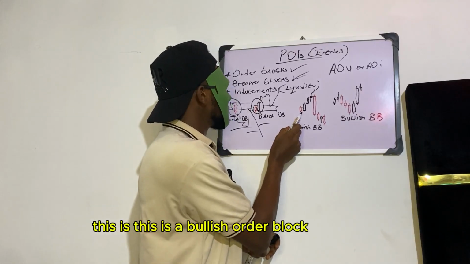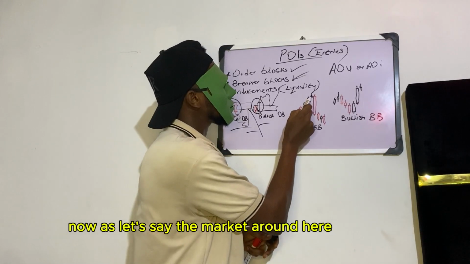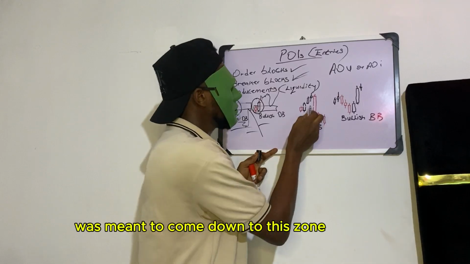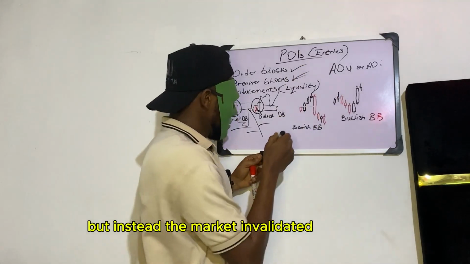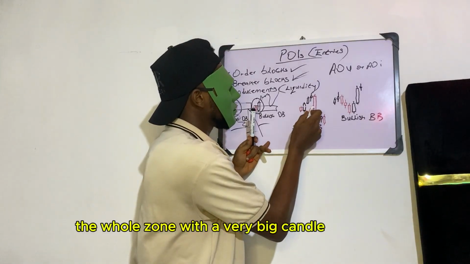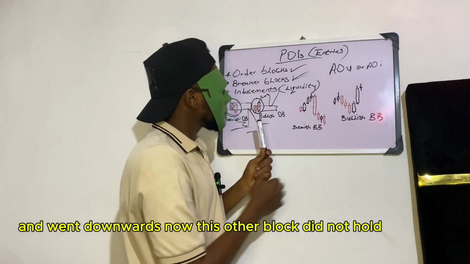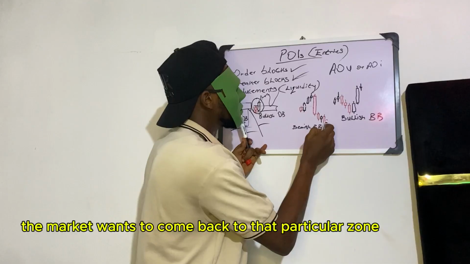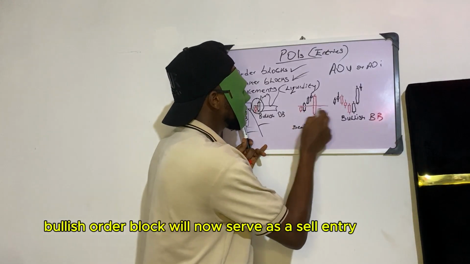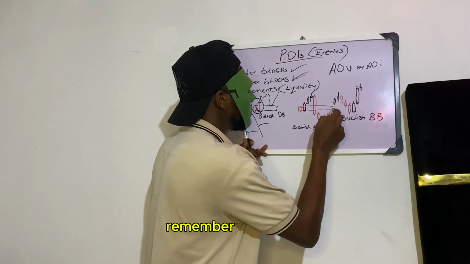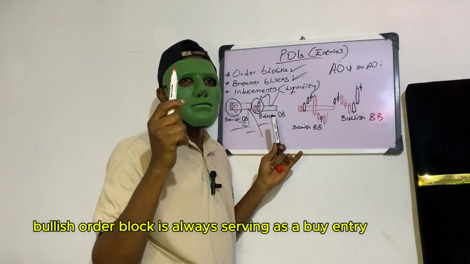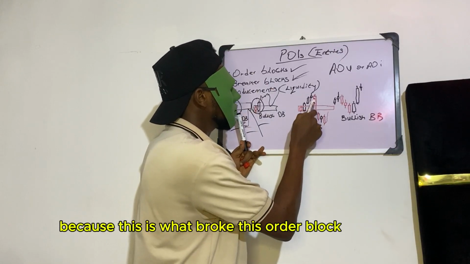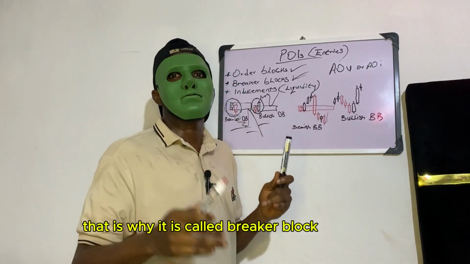This is a bullish order block. Let's say we made the market around here. The market was meant to come down to this zone, take the zone, and keep going up. But instead, the market invalidated the whole zone with a very big candle and went downwards. Now, this order block did not hold. Let's say the market wants to come back to that zone again. This bullish order block will now serve as a sell entry. Remember, a bullish order block always serves as a buy entry, but in this case, because it was invalidated, it can now serve as a sell entry because this is what broke this order block. That is why it is called a breaker block.